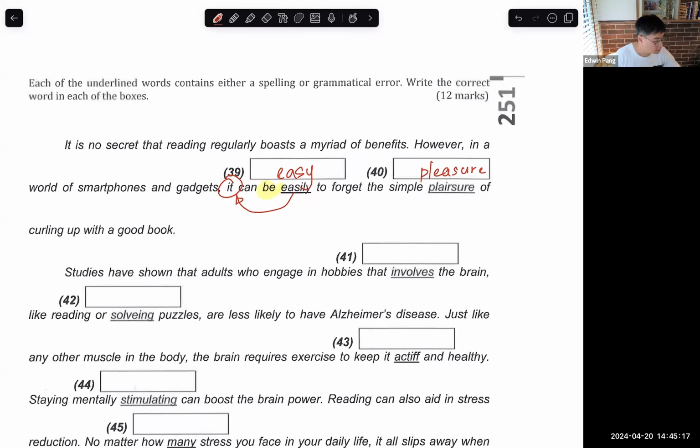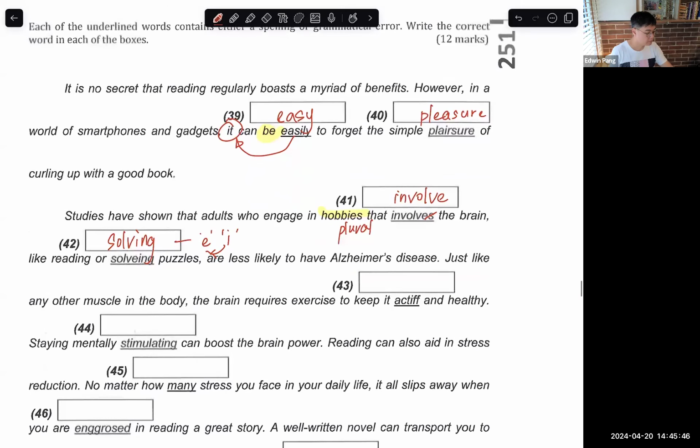Studies have shown that if you engage in hobbies, and hobbies here is plural, right? So therefore, many, no S after the verb. I cancel the S because this is plural in format. Solving is without the E. Remember the silent E, okay? So whenever I have an ing after an e, the e is replaced by the I.